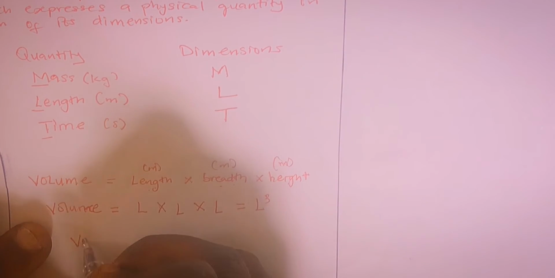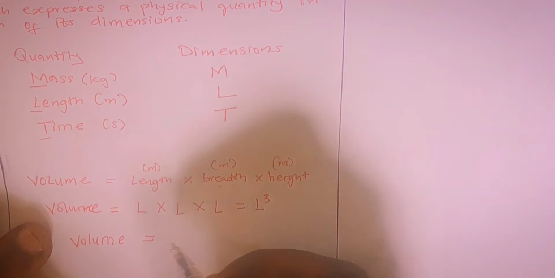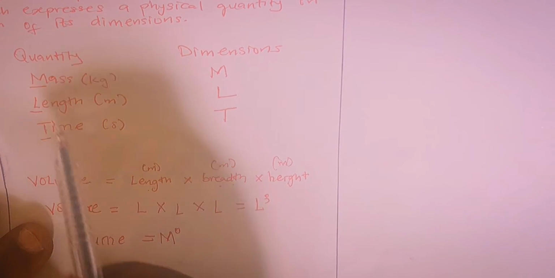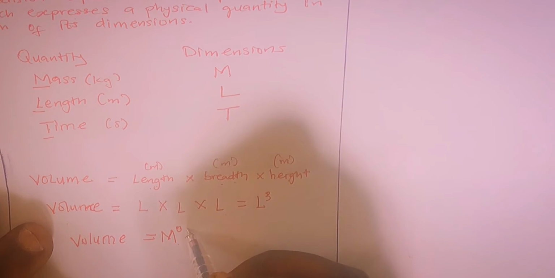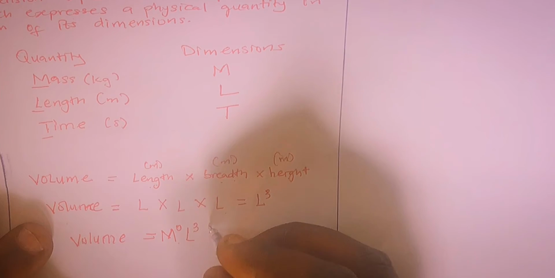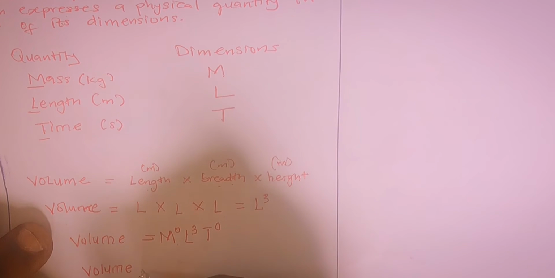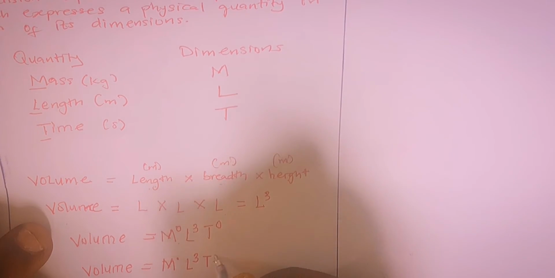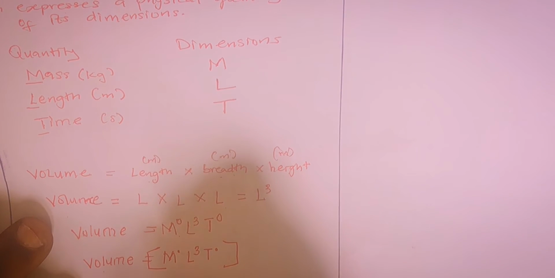Then our volume will be equal to, do we have mass here? No. Then you write mass as 0, because among the three physical quantities we do not have mass here. Do we have length? Yes, L is 3. That will be L raised to power 3. Do we have time? No. That will be T to the power 0. Then the dimension for volume is M^0 L^3 T^0. That's just it. So this is the dimensional equation for volume.